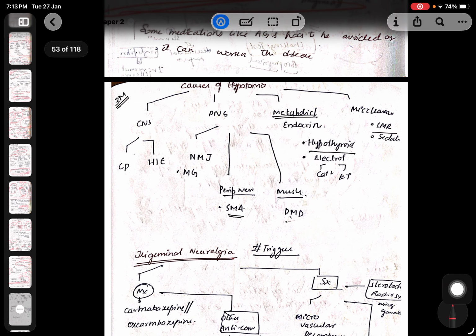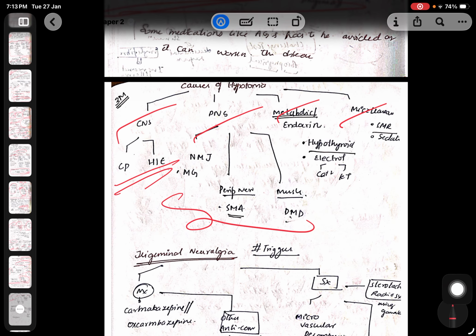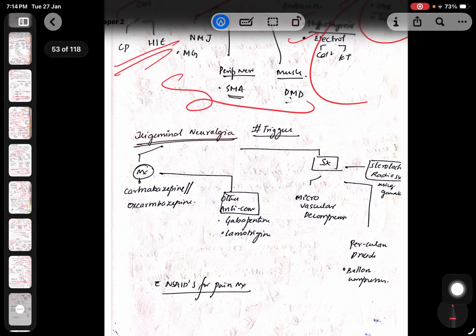Causes of hypotonia, again, CNS, PNS, metabolic and miscellaneous. Divide it and just write it down. Obviously, you know CP and HIE, pediatric things. And again, PNS, what is PNS? From anterior horn onset till the muscle action is PNS. So based on that, you can write one thing for all. Then metabolic, obviously you can have hypothyroidism or electrolyte abnormality causing that. Then miscellaneous, that is you inducing it via skeletal muscle relaxants or all those things.